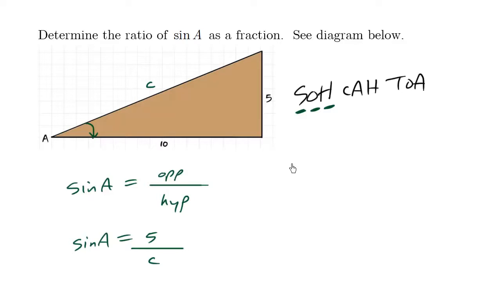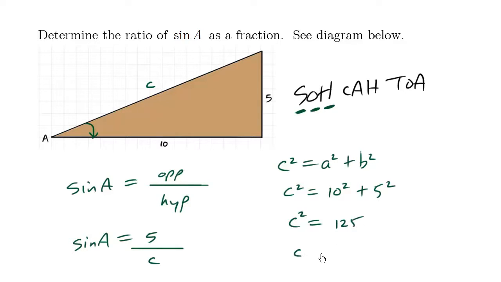Recall the Pythagorean theorem, c squared equals a squared plus b squared. So c squared is equal to 10 squared plus 5 squared. And if you take the square root of both sides, you can solve for c. So c is equal to the square root of 125, but let me just work it out here. So c squared is equal to 125. So c is equal to the square root of 125.